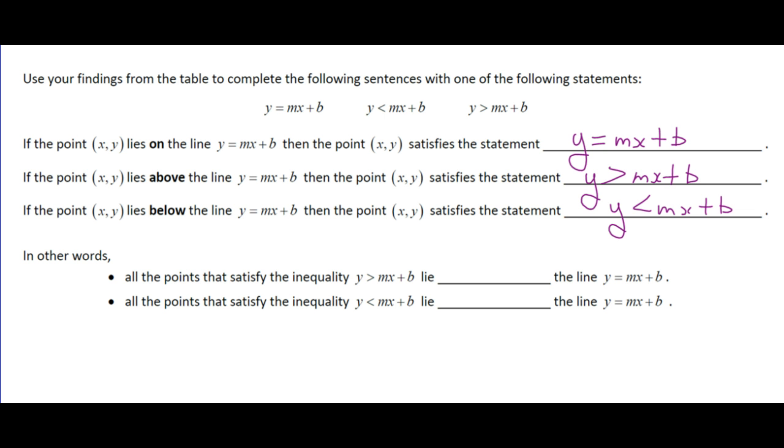Because with the equation 2x plus 3y equals 12, I'm going to have to go look at some points to figure out whether they are or they aren't. Whereas when it's in the form y equals mx plus b, then I know immediately, give me a point, it's above or it's below, right? Which region is above? In other words, all the points that satisfy the inequality y is greater than mx plus b lie above, and all the points that satisfy the inequality y is less than lie below.